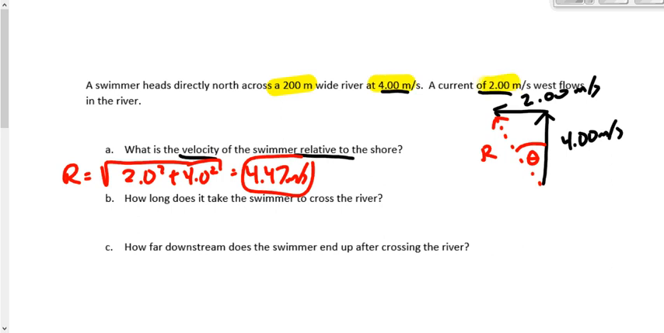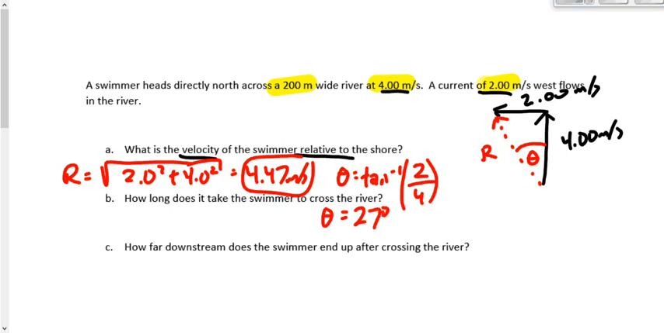Now, we want to find our angle as well. So we're going to say theta is equal to the inverse tan of opposite over adjacent. What's my opposite side here, 4 or 2? 4? Yeah, it's 2 actually. Yeah, it is 2. So the inverse tan of 2 over 4, that gives me an angle of what? Inverse tan of 0.5.